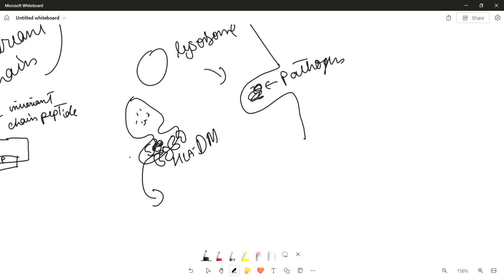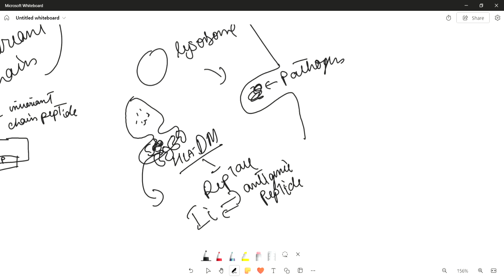The HLA-DM will help to replace this invariant chain with the antigenic peptide of the pathogen. Of course, the antigenic peptide of the pathogen is usually a part of the pathogen. So the HLA-DM will help to replace the invariant chain with the antigenic peptide.